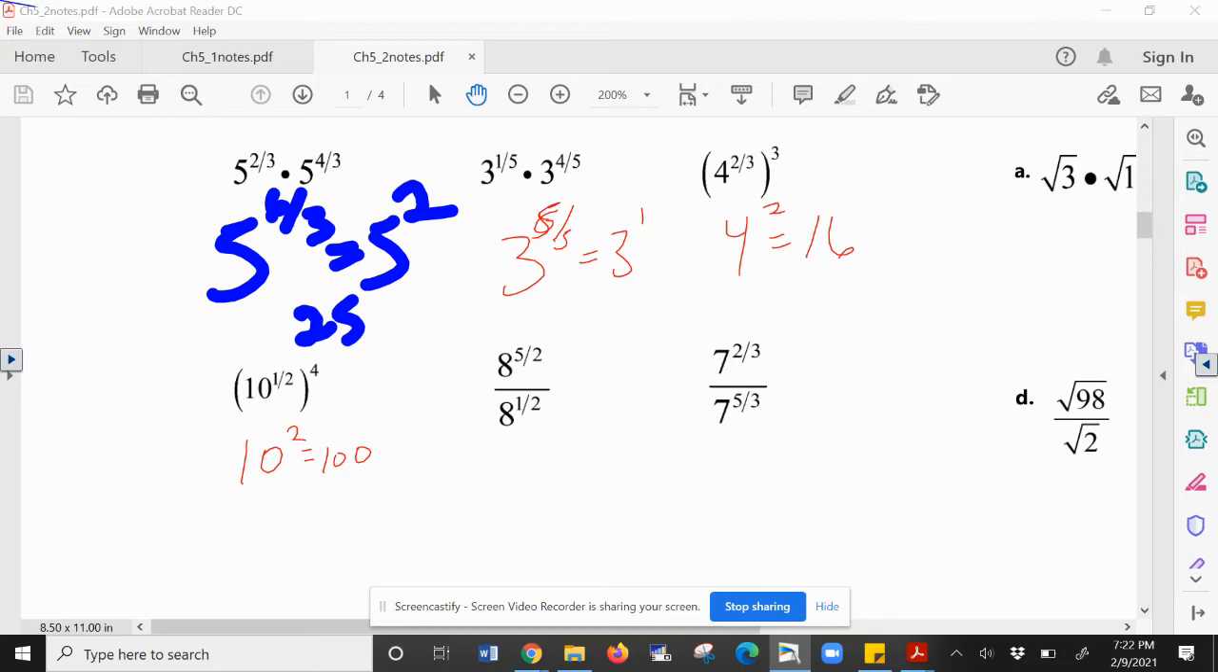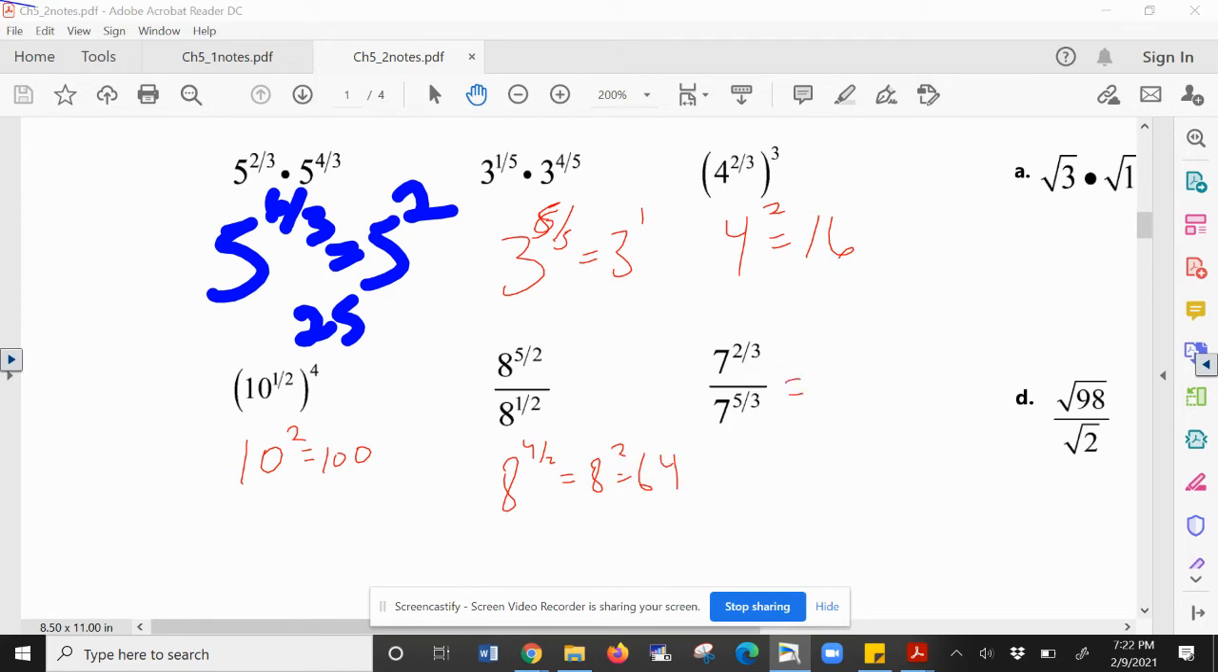Over here, we're using the division rule. The quotient property says if we're multiplying, when we multiply, we add the exponents. If we divide, we're subtracting the exponents. So 5/2 minus 1/2 is 4/2. 4/2, of course, is 2. So that's 64. They don't always turn out nice and pretty like this.